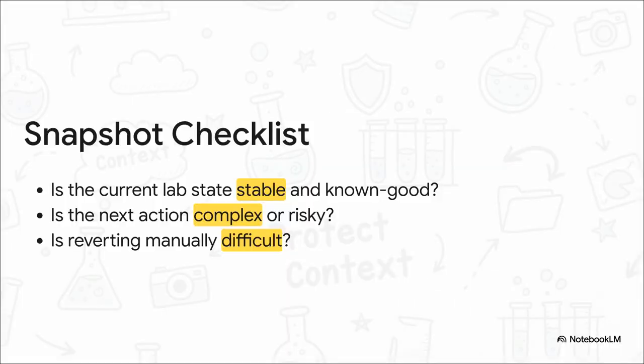So to make this super easy, just use this mental checklist. Before your next big move, ask yourself these 3 things. 1. Is my lab stable right now, in a known good state? 2. Is what I'm about to do complex or kind of risky? And 3, would undoing this manually be a total nightmare? If you answer yes to even one of those, it's time to take a snapshot.